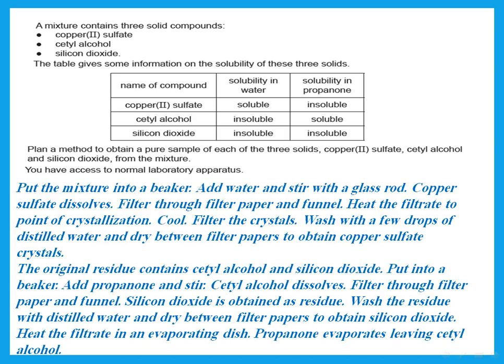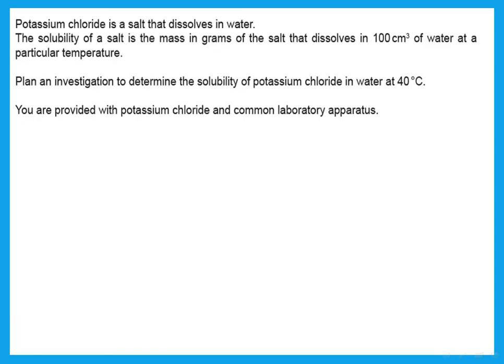So cetyl alcohol dissolves, filter through filter paper and funnel. The silicon dioxide is now residue. Wash the residue with distilled water, dry between filter papers to obtain silicon dioxide. And then the filtrate from that, I put into an evaporating dish. The propanone evaporates, leaving the cetyl alcohol. Are we following? Okay, this is another one.